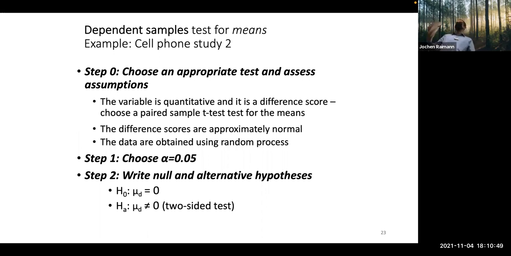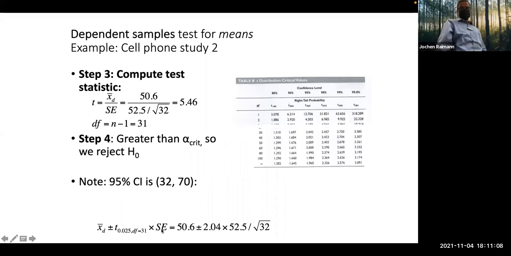So again, you choose your alpha, just like in the usual hypothesis testing, which is 5%. You write a null and an alternative hypothesis, where the null is that the difference equals 0. The alternative hypothesis in a two-sided test would be that it's unequal to 0. This is a t-test, although with this sample size you could hypothetically also do a Z test.